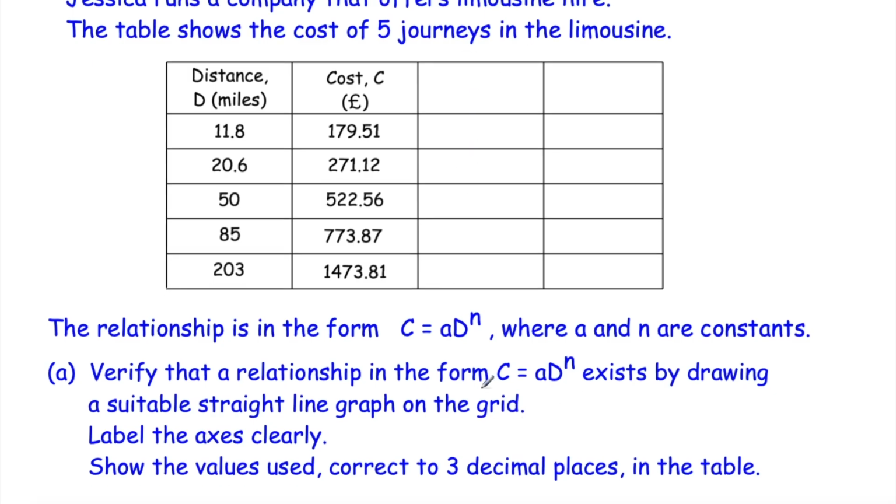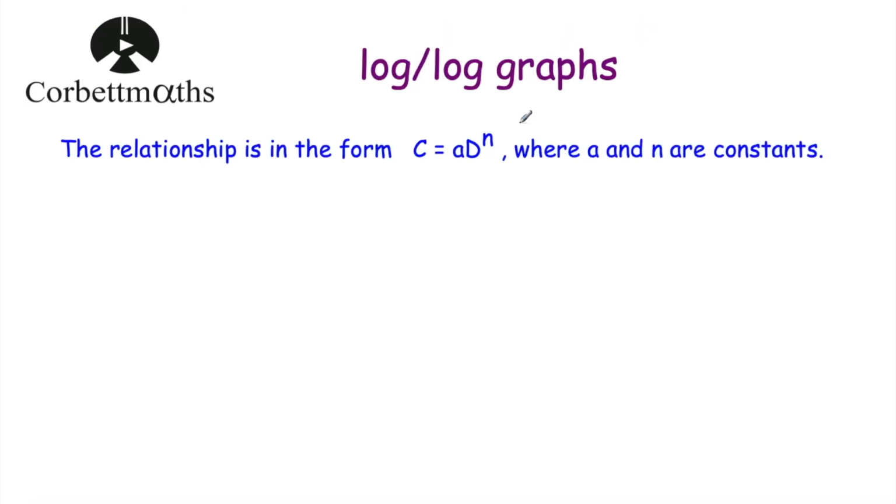So let's start by looking at this relationship. Let's look at this relationship C is equal to AD to the power of n. So what I'm going to do is take the logs of both sides of this relationship. So I'm going to take the log of the left hand side and the log of the right hand side. Then I'm going to use the laws of logarithms to rearrange the right hand side, and we'll actually see we get something that is in the form of y equals mx plus c. So let's take the logs of both sides.